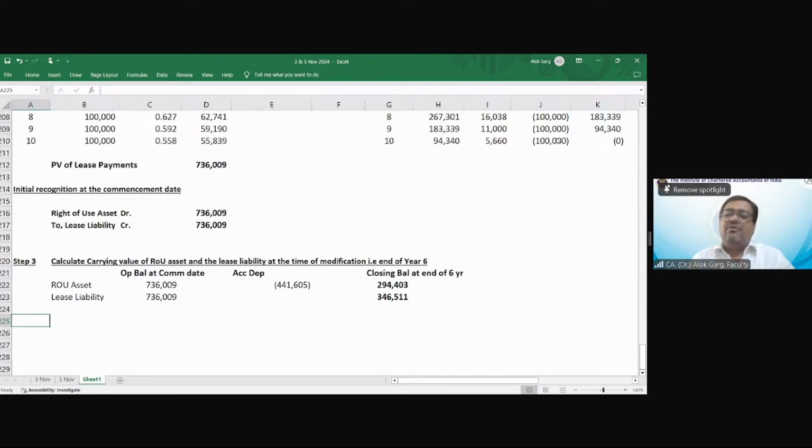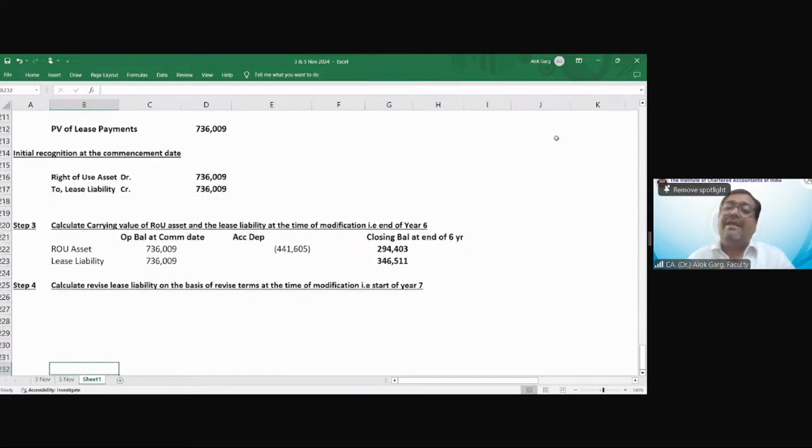Okay, so I have my carrying value of asset and liability at the end of 6 years. Now, what is the next step? The present value of the lease liability for the coming years we have to calculate at a revised rate of 7%. At the end of year 6, you need to recompute the revised lease liability on the basis of revised terms at the time of modification. My existing liability is 346,511, but what should be my revised lease liability?